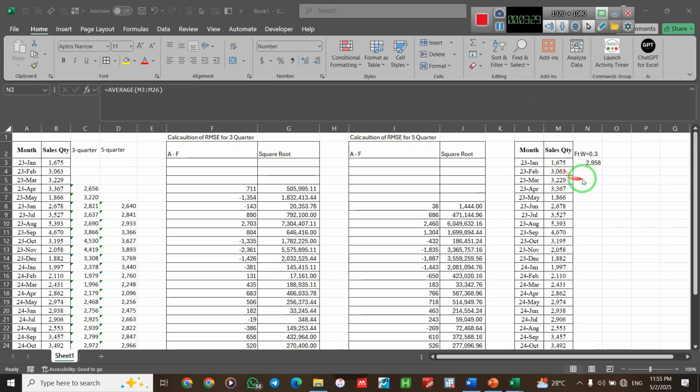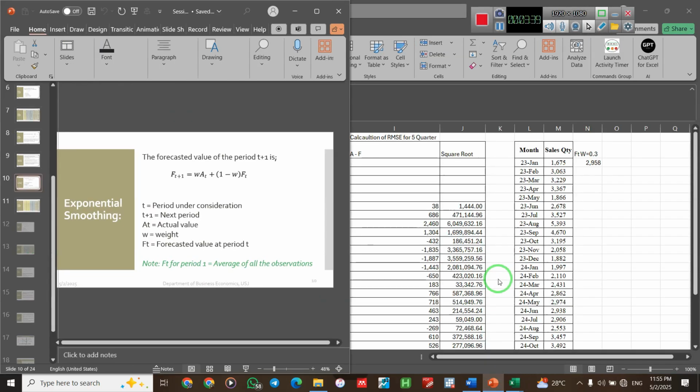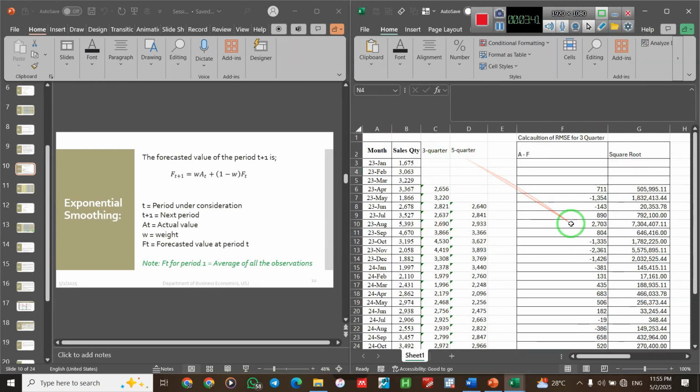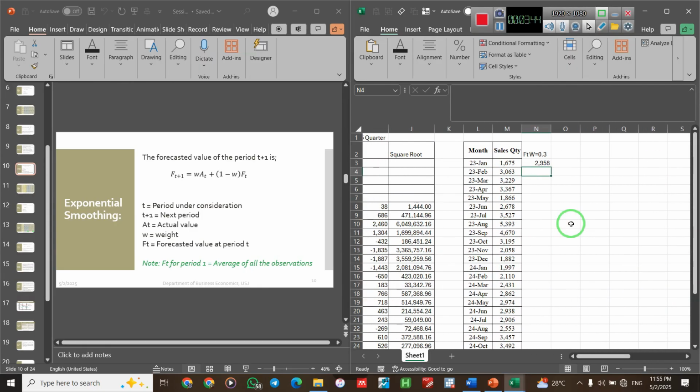Okay, now we are going to forecast the value for February 2023, right? For my ease I will go to my PowerPoint and split my windows here. In the equation, for the next period's forecasted value, firstly you have to multiply your actual sales by the weight. A_t is your actual value, W is the weight. That means you have to multiply your actual figure by its weight.